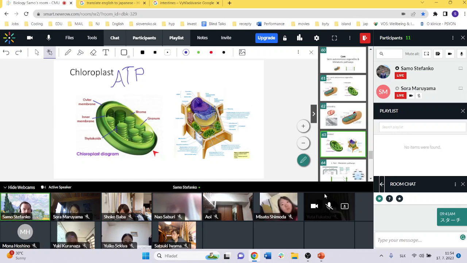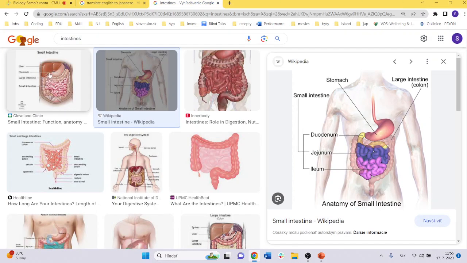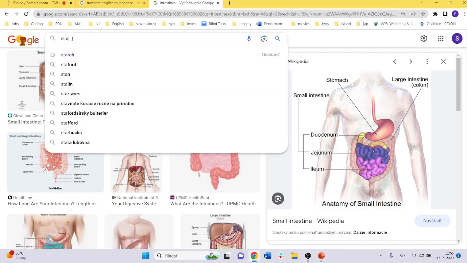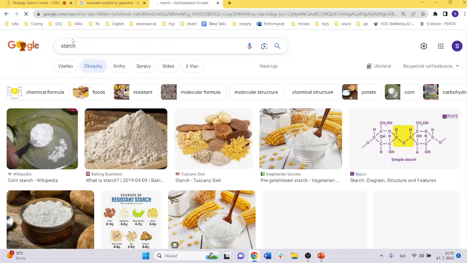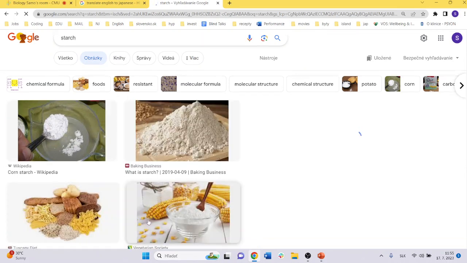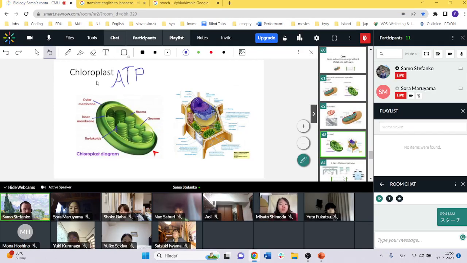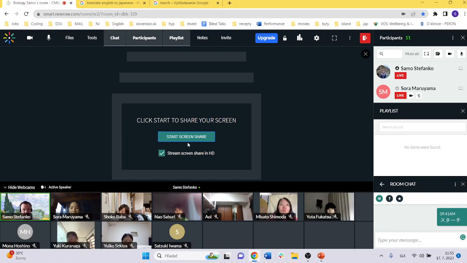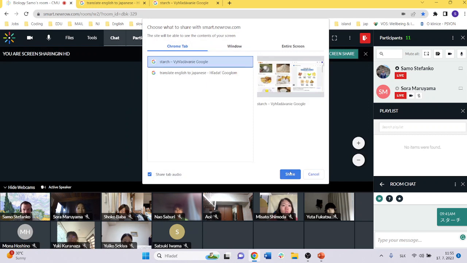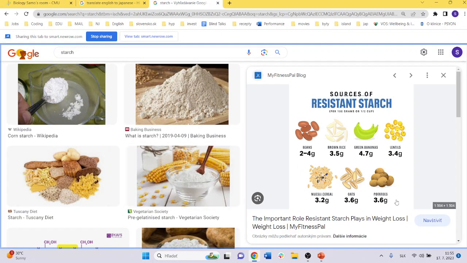What I mean is, starch is a component, for example, in potatoes, rice, oat. I will show you the picture I also used in the previous session. So here, let me show you. Desktop share. Here we are able to see sources of starch.